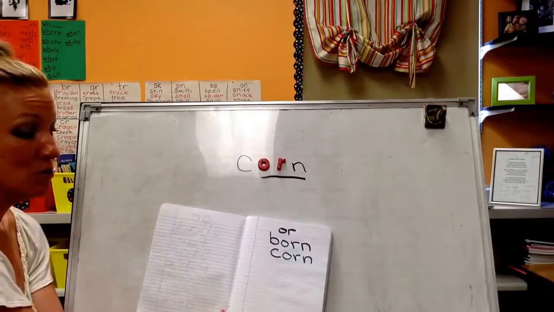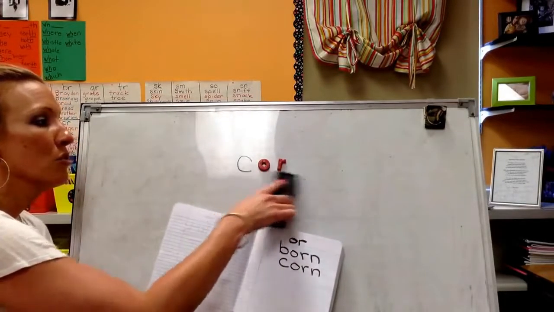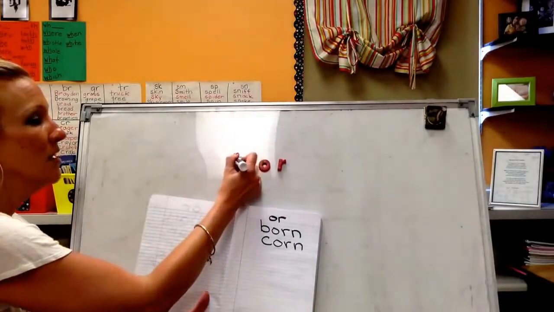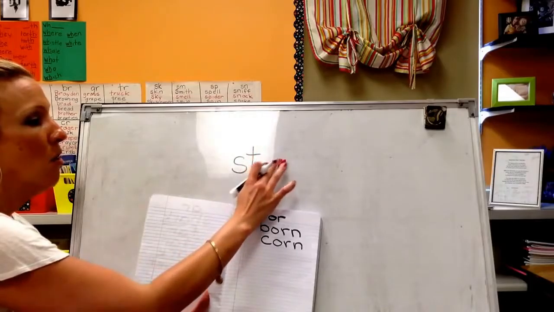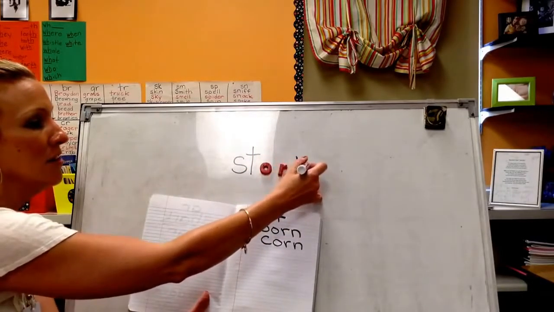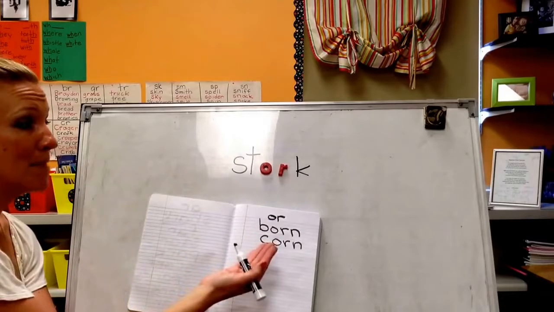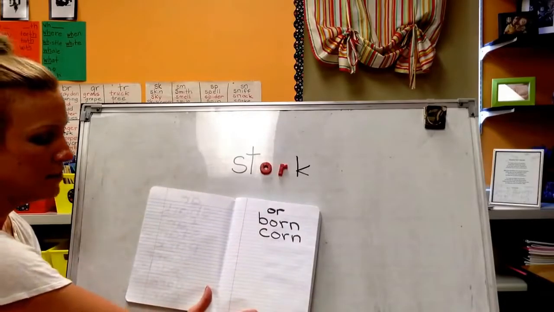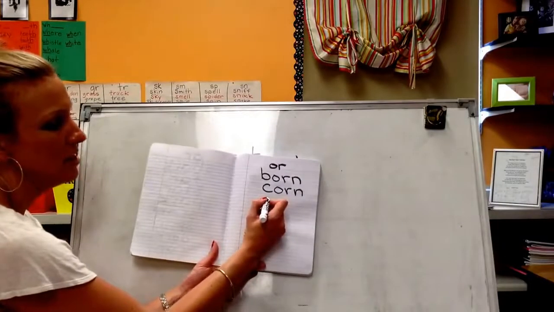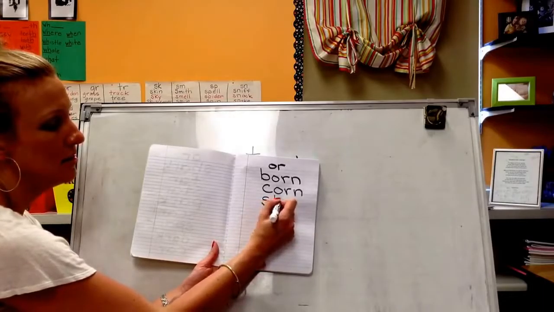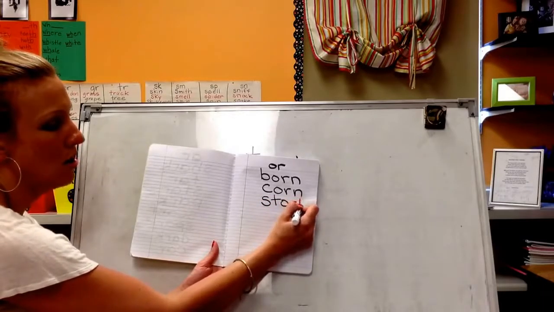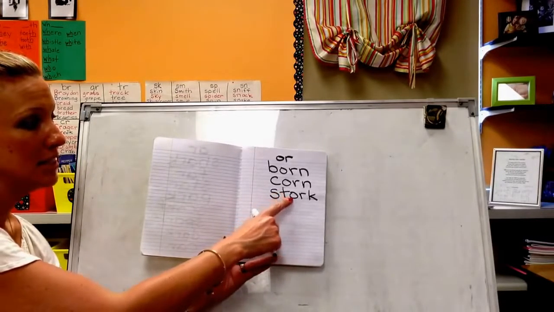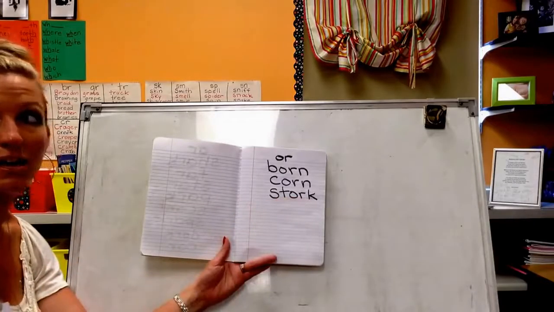Okay, the next word that we're going to make that has OR in it is the word stork. So, at the beginning of the word, I hear st, S-T, st, ork. And then I hear a K at the end, stork. So when I'm making my word and I heard OR, I wrote it as O-R. Let's go ahead and write that in your word study notebook, please. Stork, S-T-O-R-K, stork. Please write that. S-T-O-R-K, stork.